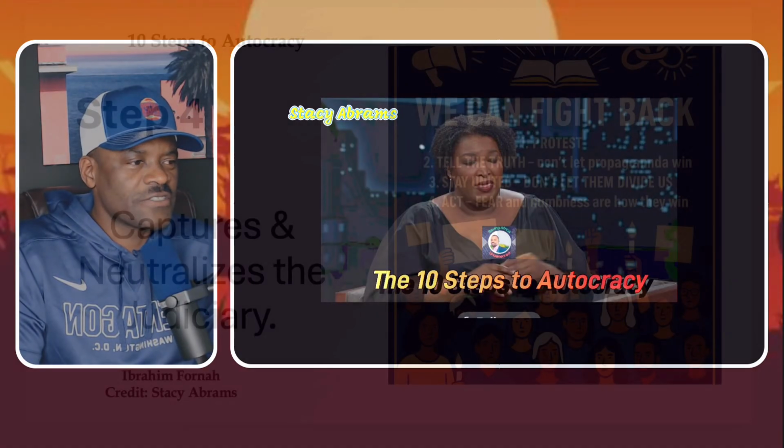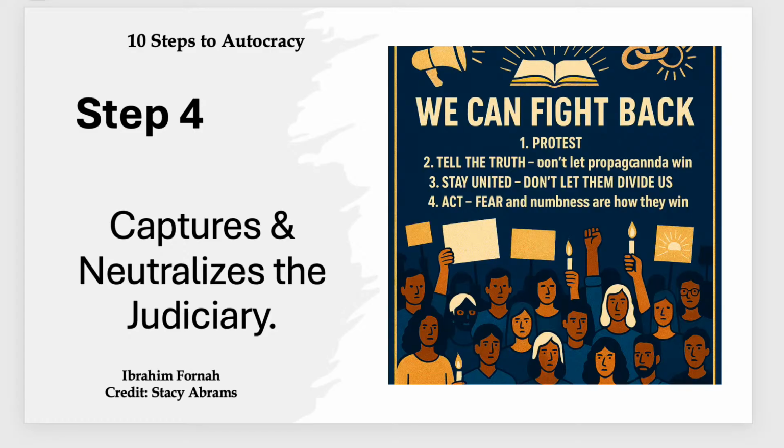All right. So this is step number four. That's what Stacey Abrams is talking about here. Step number four, captures and neutralizes the judiciary, right? That's step number four. That is how dictatorships are born. So you look at that, we saw what happened in Sierra Leone, right? The judiciary is a piece of crap in Sierra Leone.